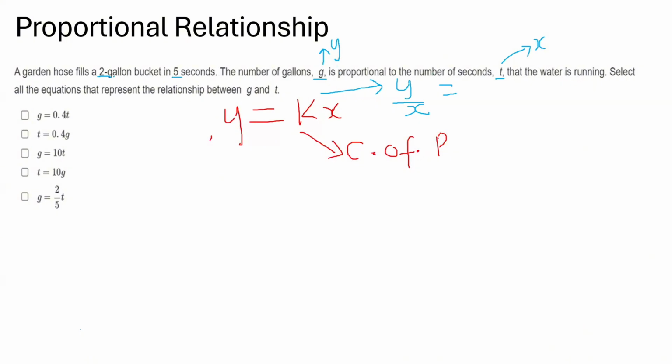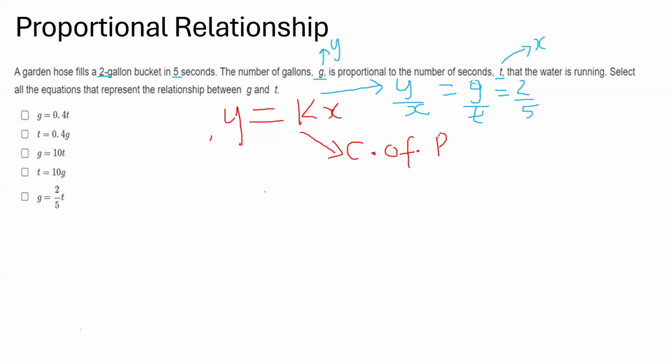As we said earlier, G, which represents gallon, is our y, and T, which represents second, is our x. So we are going to divide G by T, which is equal to 2 divided by 5. You can either convert this to a decimal, or you can keep it as a fraction.